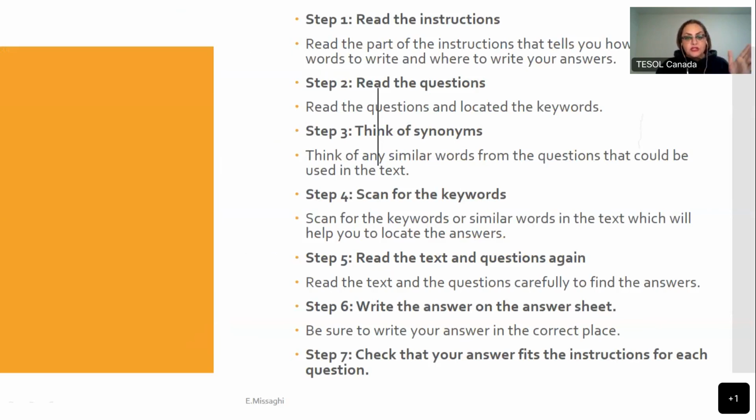To find the answer, you need to scan for the keywords. So study the questions, underline the keywords, then go back to the text and scan it. But you don't have time to scan the whole text again. That first skimming speeds up your reading. So just by looking at the notes and the keywords, you know which paragraphs relate to this question. So you scan for the keywords and then write the answers, and you can check later if you have time.